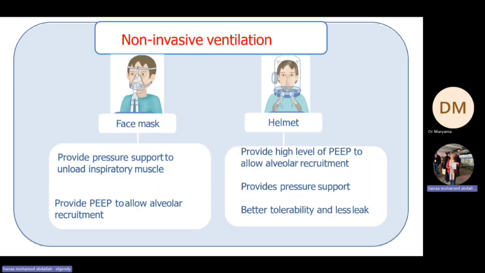Non-invasive ventilation provides pressure support to unload the inspiratory effort. Both helmet and face mask provide pressure support, and both give PEEP to allow alveolar recruitment. But better tolerability is common in the helmet more than the non-invasive face mask or nasal mask.